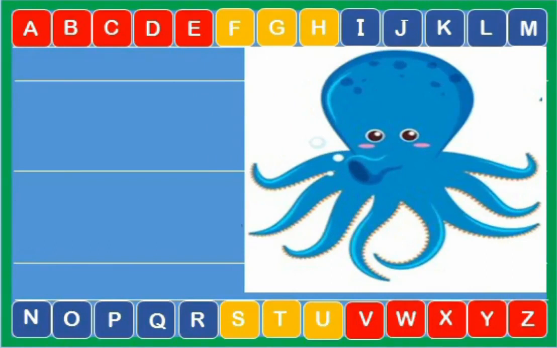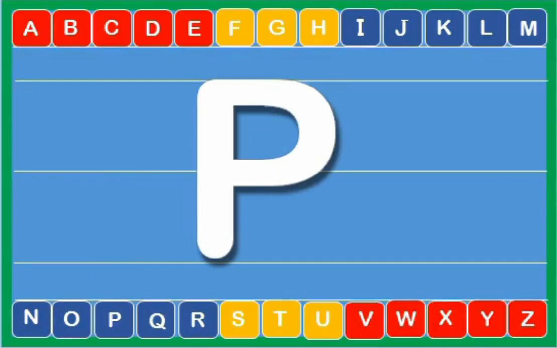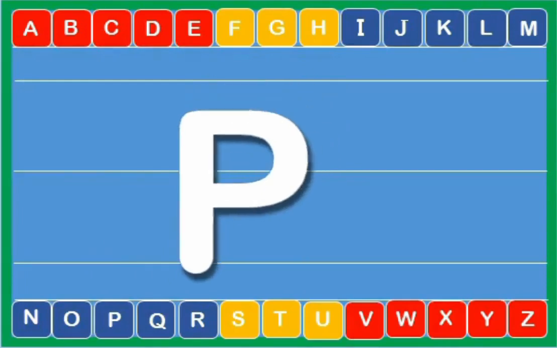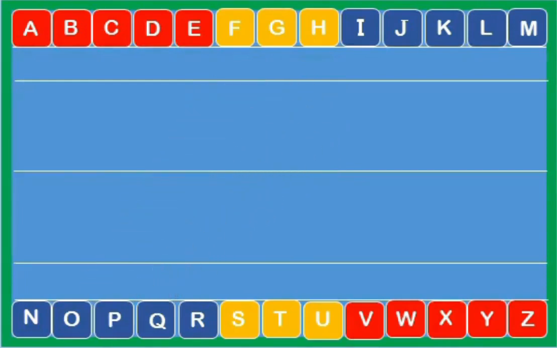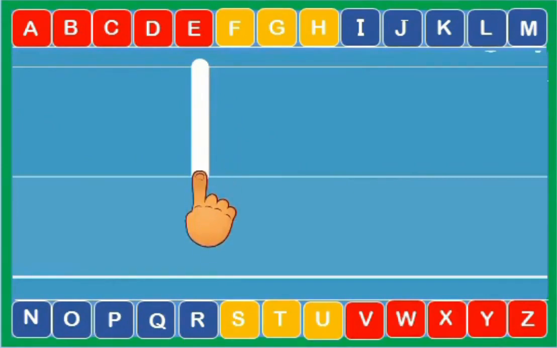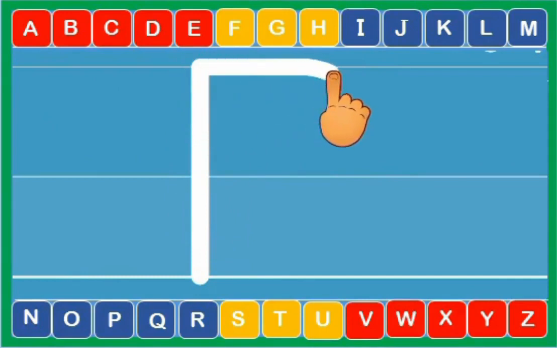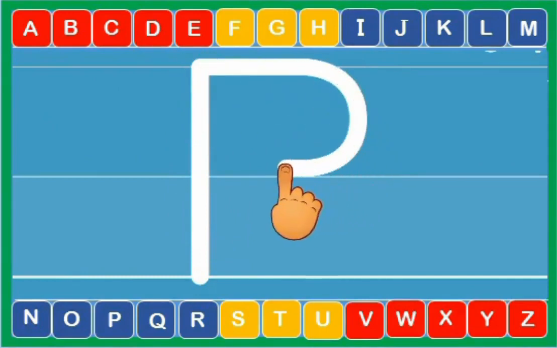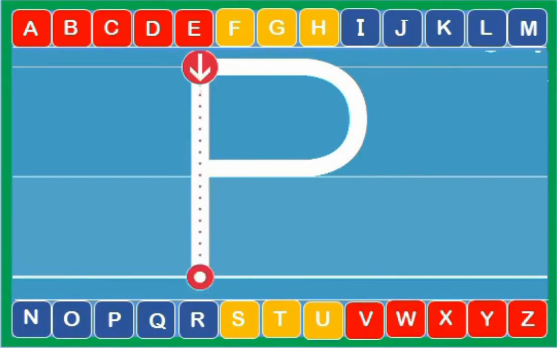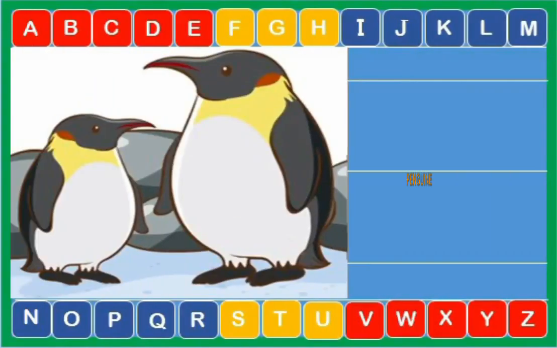Next is letter P. A stroke down and upper right curve. P for penguin.